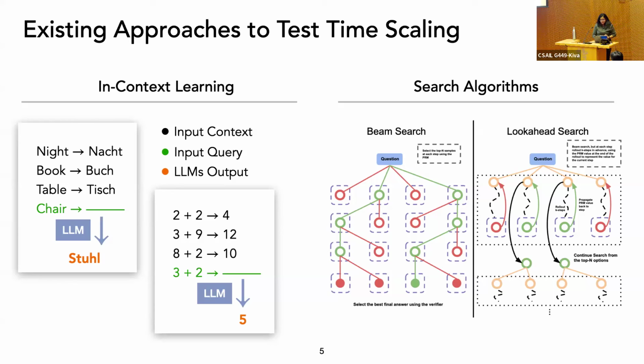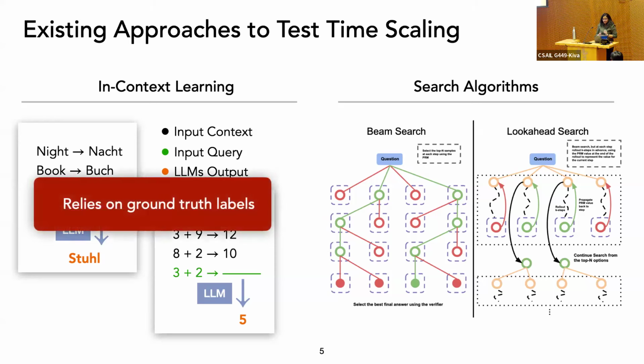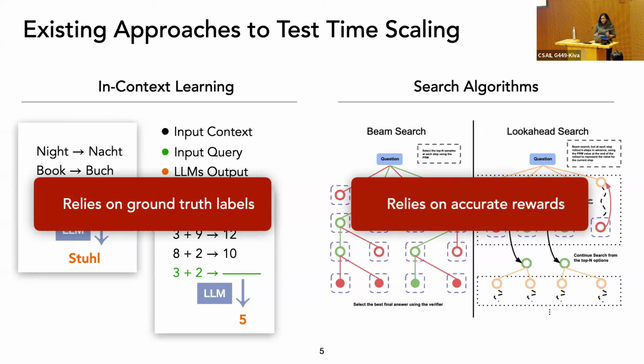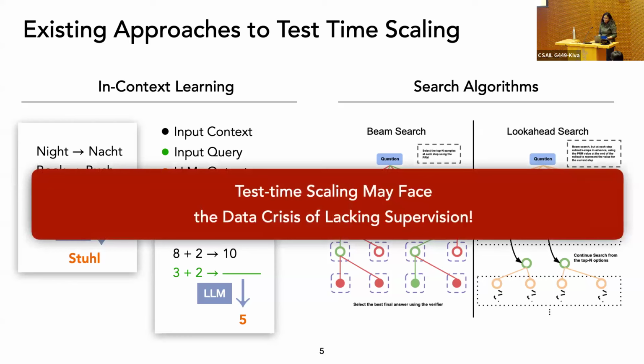However, across both these settings, there are two key challenges. The first is that in-context learning actually relies on ground truth labels to adapt to your new task. And the second, with search algorithms, is that their performance depends a lot on accurate reward models for these downstream tasks. So this means that to actually scale your test time compute, your task may face this data crisis, that we don't have enough data with supervision, which is also something that image benchmarks hit back in 2017 and 2018, when people started studying self-supervised learning because the labeled data actually hit a wall.